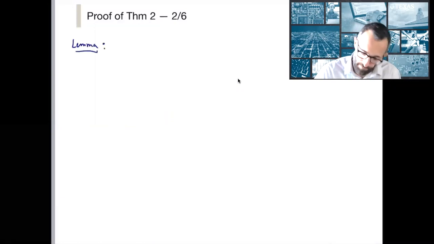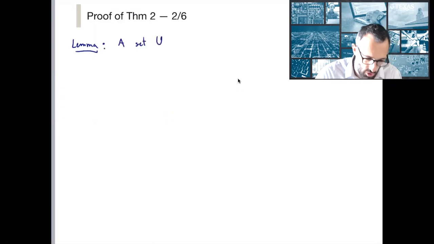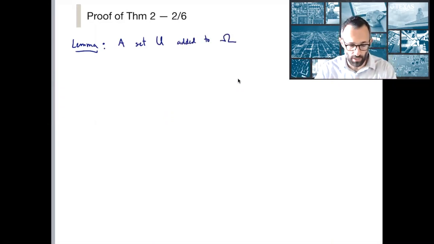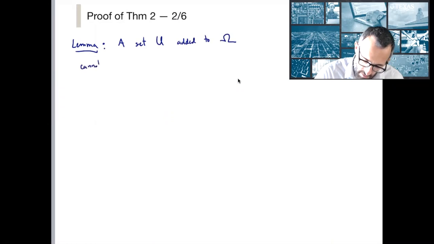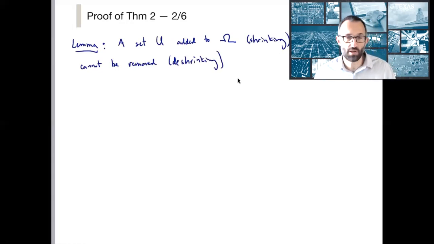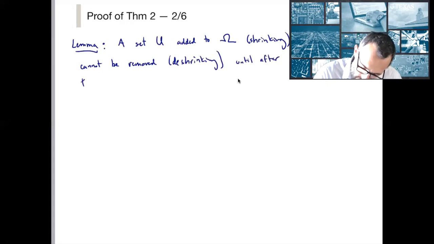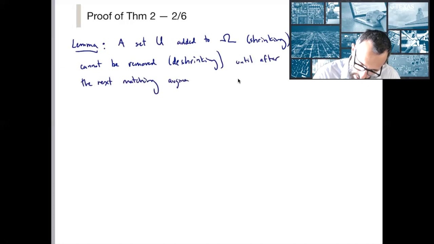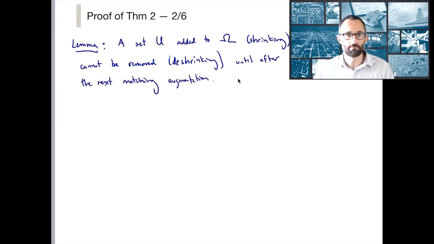This is the key lemma. A set U added to omega, meaning we shrank it, cannot be removed by the process of deshrinking until after the next matching augmentation. So what does this mean?